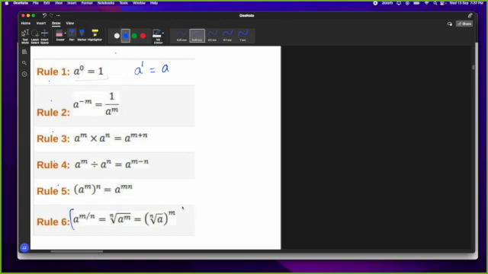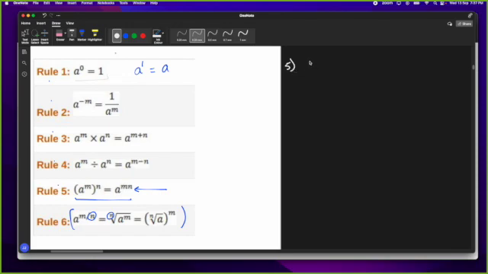We did this. And this is a real interesting one. Because what this really says, look at this n number here, and look at this n number here. So rule number 6, this one here. Let me just talk about rule number 5 just a little bit first.